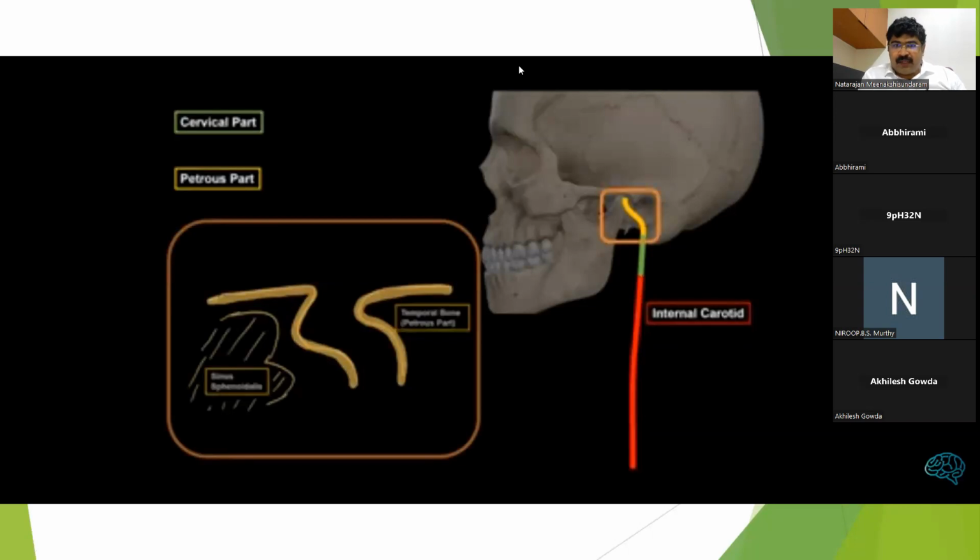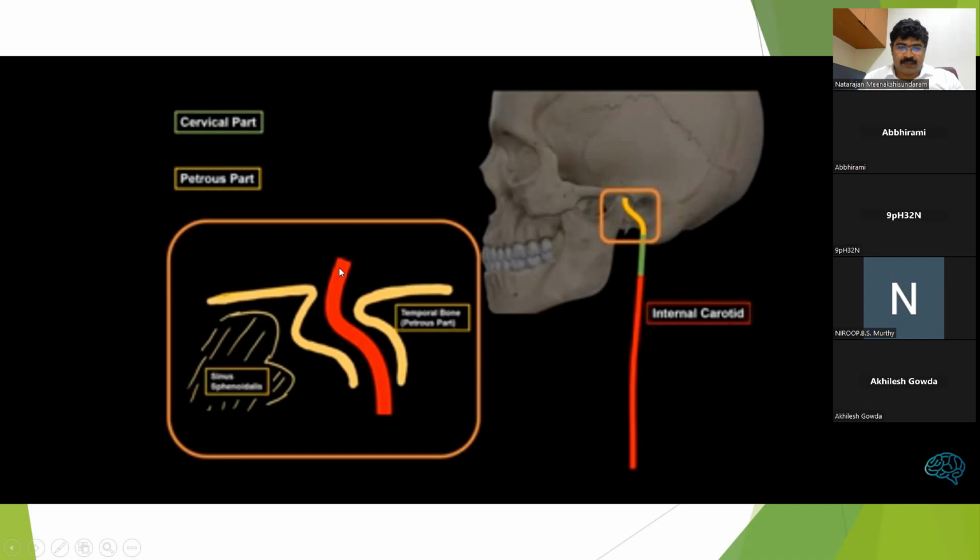So first is the cervical part, which is the vertical part, and then is the petrous part, which has both a horizontal and a vertical part. Here it enters the carotid canal and runs through the carotid canal in the petrous part of the temporal bone. Within this petrous part of the temporal bone are the caroticotympanic branches, within the carotid canal.